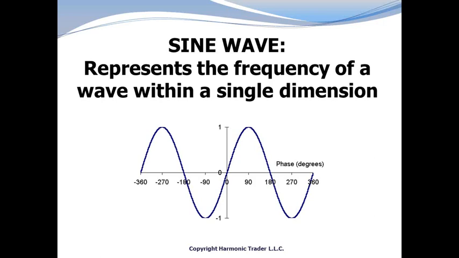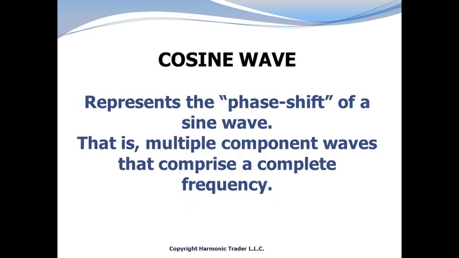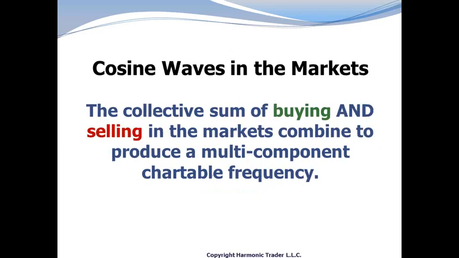Sine wave. This illustration shows the simple sine wave within a single dimension. A sine wave simply is the frequency of a wave within that single dimension. Cosine wave. Cosine wave represents the phase shift of a sine wave. That is, multiple component waves that comprise a complete frequency.